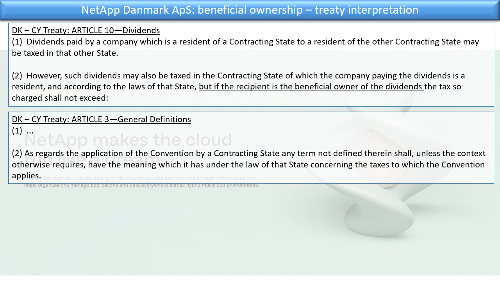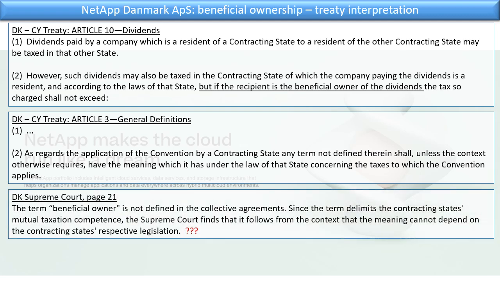Now, one way of dealing with this would say, you know what, there are no laws which define beneficial ownership, and therefore we cannot look at national law. But the Danish Supreme Court makes an interesting turn. It says the term beneficial ownership is not defined in the collective agreements. Since the term delimits the contracting states' mutual taxation competence, which I think is a Google translation for the balance allocation of taxing powers, the Supreme Court finds that it follows from the context that the meaning cannot depend on the contracting states' respective legislation.